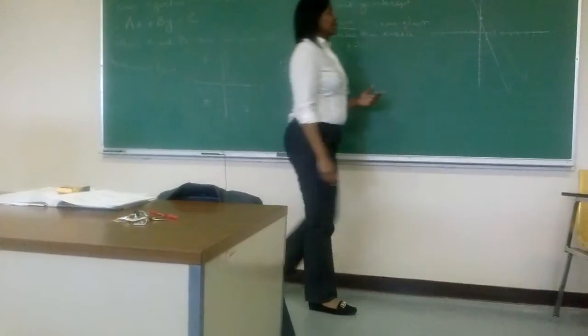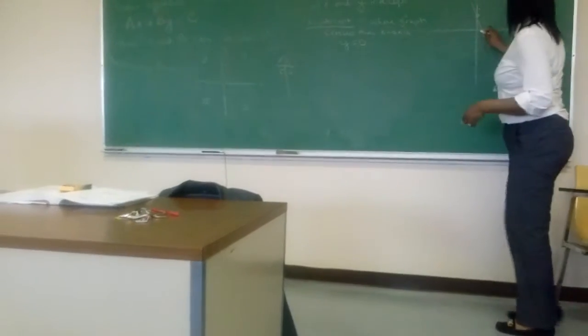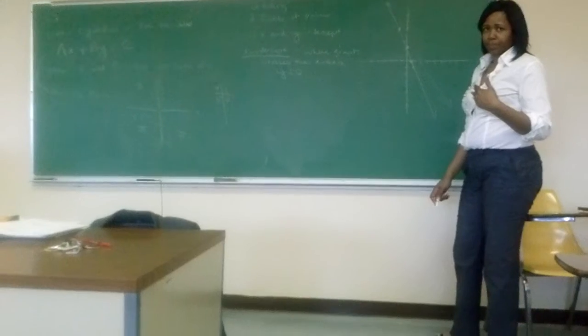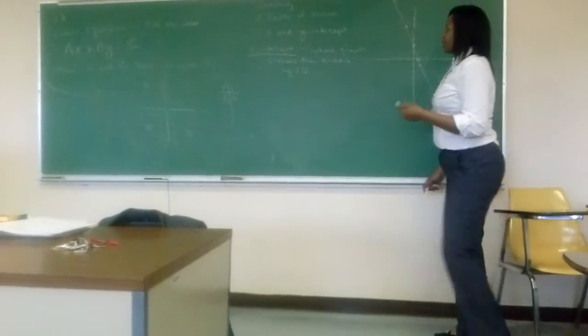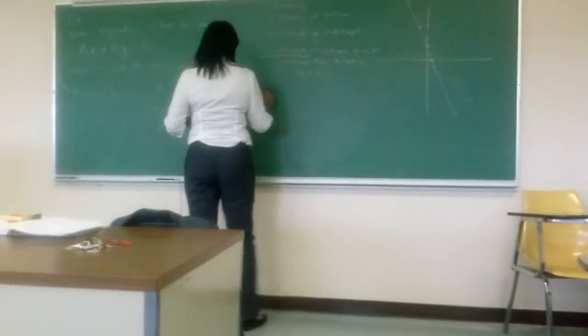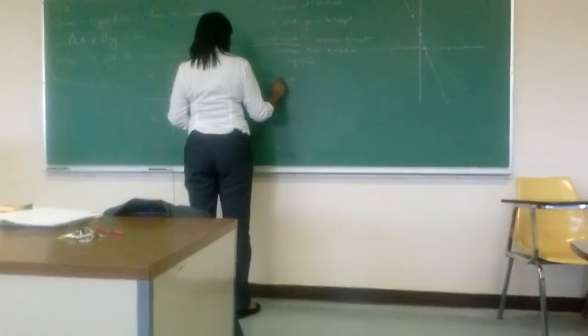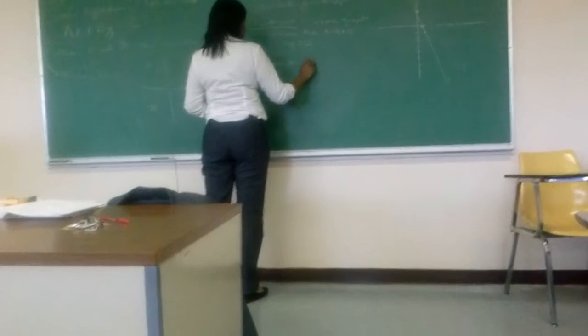On this graph, I know that whatever this coordinate point is right here, this is my x-intercept because it crosses the x-axis at that point. Okay? Y-intercept. What is it? It's where the graph crosses the y-axis, and x is always 0.